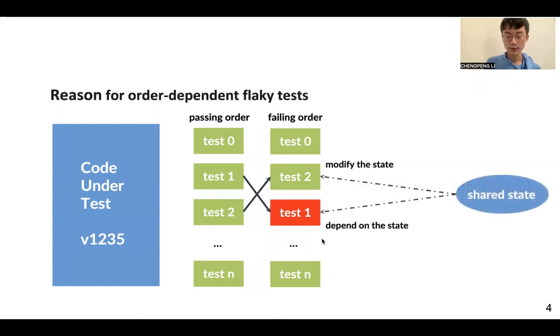As for why test 1 fails when run after test 2, it's because they have some shared state. Test 2 modifies the state that test 1 depends on to pass. We refer to the shared state as the pollution. Test 2 is the polluter, and test 1 is the victim.